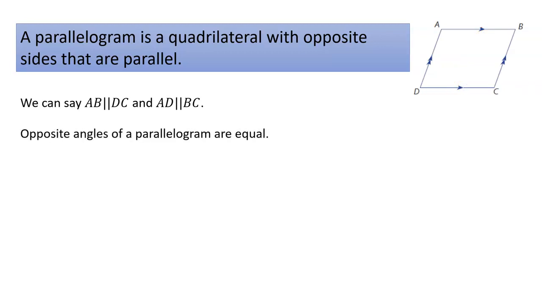So opposite angles of a parallelogram are equal. Now we can prove these things, but we're not going to worry about that now. So on your diagram, can you put a single line to show that the angle at A is equal to the angle at C, and a double line, for the same reason as the double arrows, on the angle at D and the angle at B. So these opposite angles are equal.